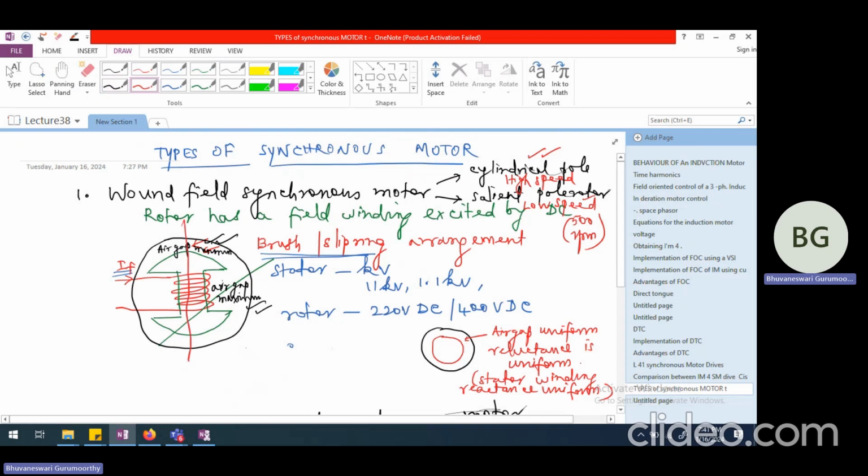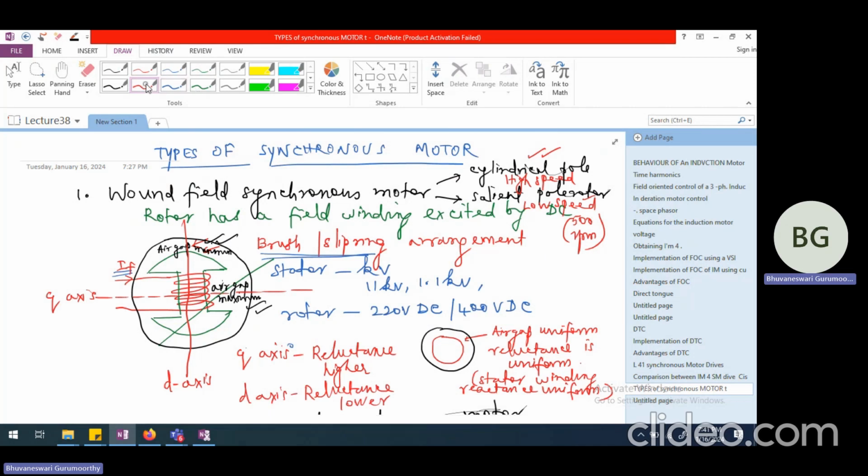We call the axis along the magnetic pole the D axis. And the axis perpendicular to that, we call the Q axis. So along the Q axis, we have higher reluctance, and along the D axis, we have lower reluctance. When the reluctance is higher, the corresponding reactance or inductance is LQ, and the other is LD. So LQ is going to be smaller compared to LD in a salient pole machine. Always in a salient pole machine, LQ is less than LD.